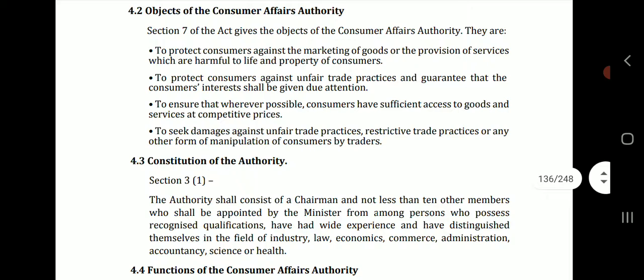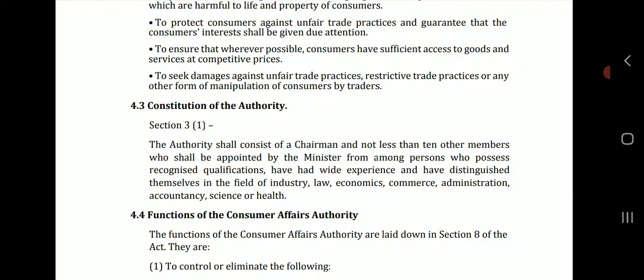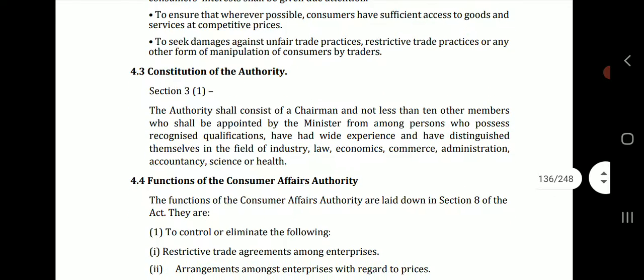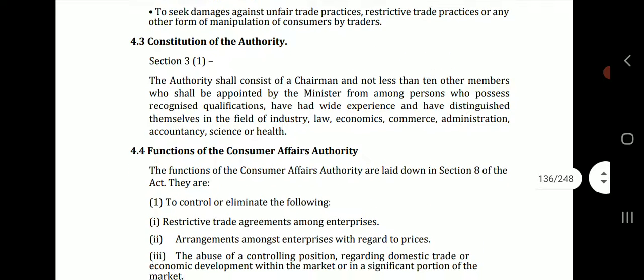The objects of the Consumer Affairs Authority are given in Section 7 of the Act: to protect consumers against the marketing of goods or the provision of services which are harmful to the life and property of consumers, to protect consumers against unfair trade practices, to ensure that wherever possible consumers have sufficient access to goods, and to seek damages for unfair trade practices, restrictive trade practices, and other forms of manipulation of consumers by traders.